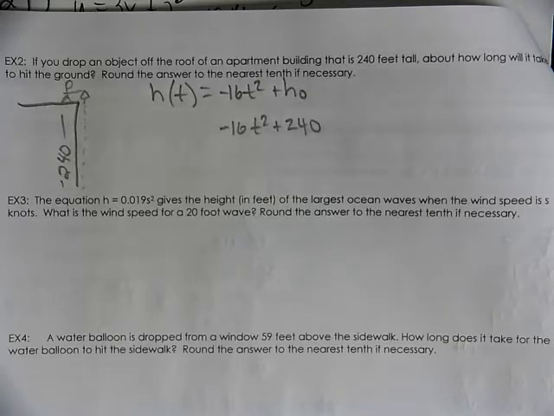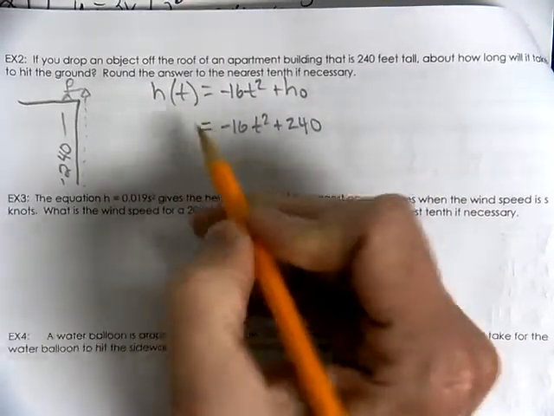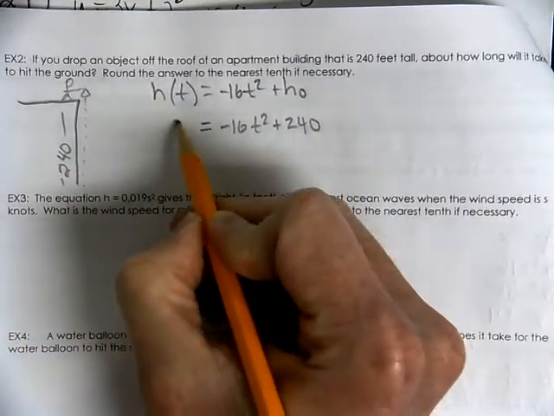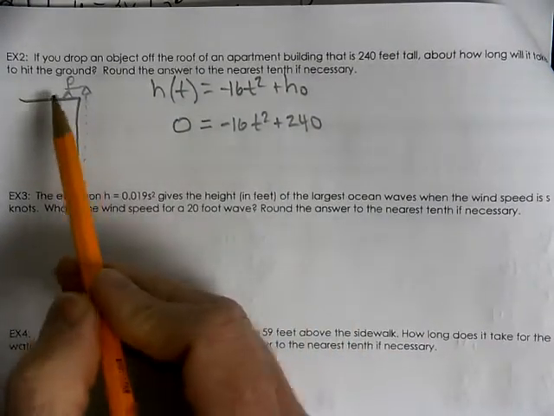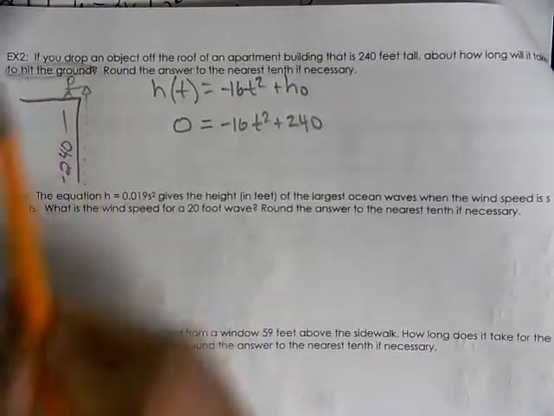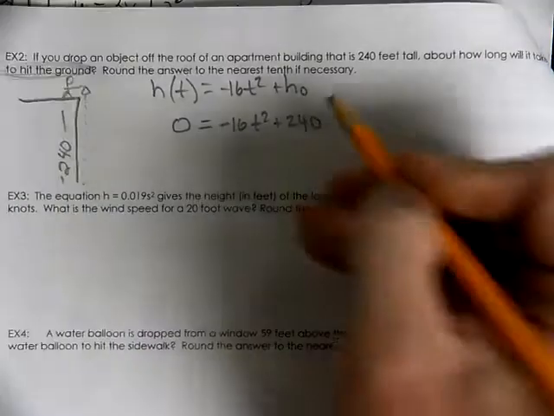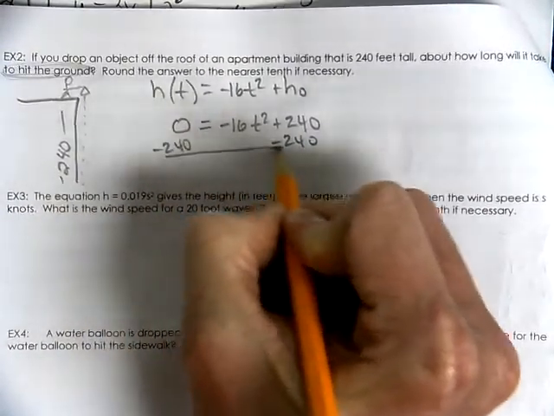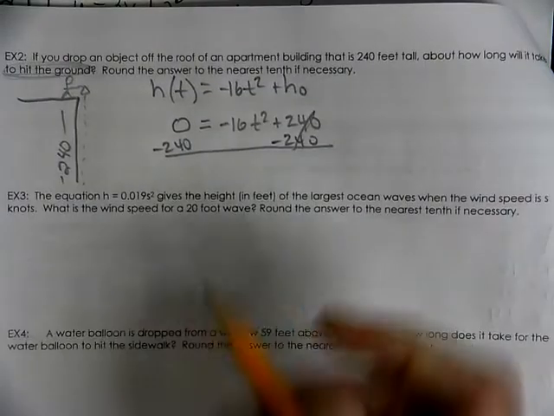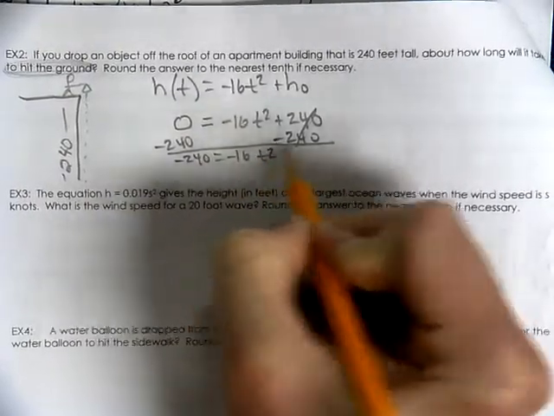Now the question isn't when is the object 10 feet from the ground, or when is the object 2 feet from the ground. It is when does it touch the ground? What is the height? The height is 0. We are looking for where this is 0 in this question because they want to know when does it hit the ground? How long does it take to hit the ground? So we're going to minus 240. That gives us negative 240 equals negative 16t squared.